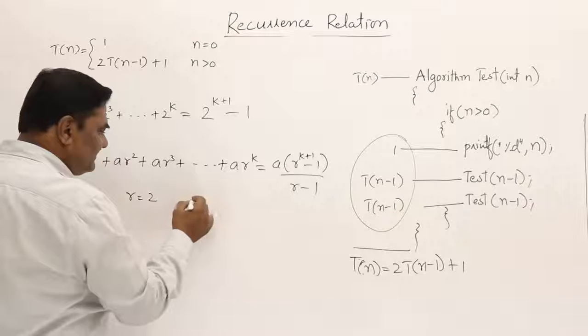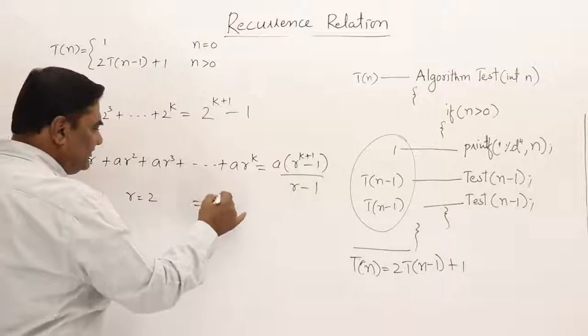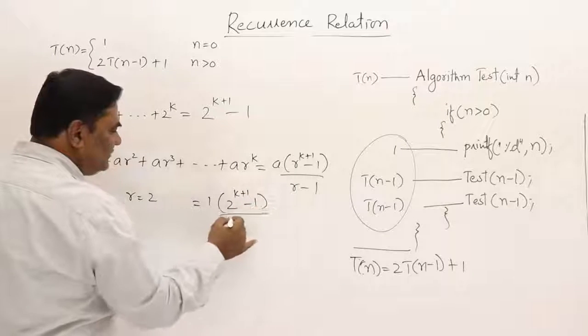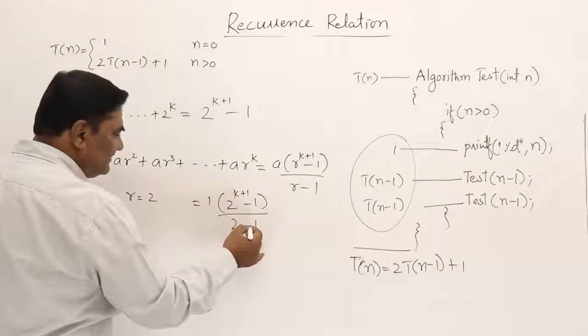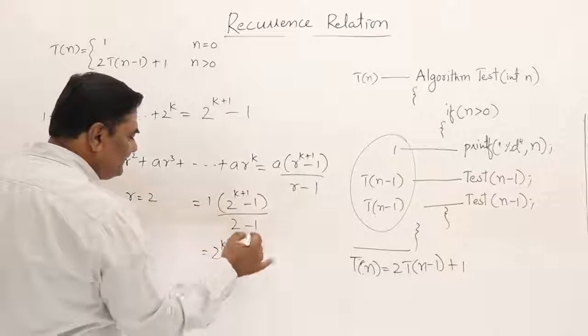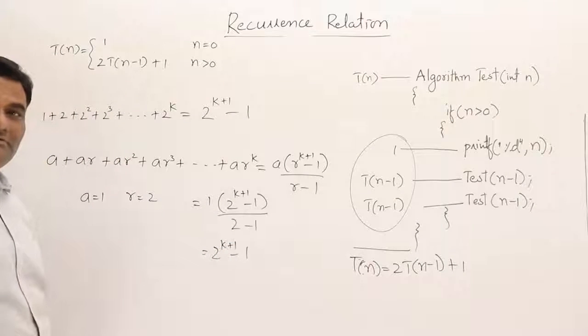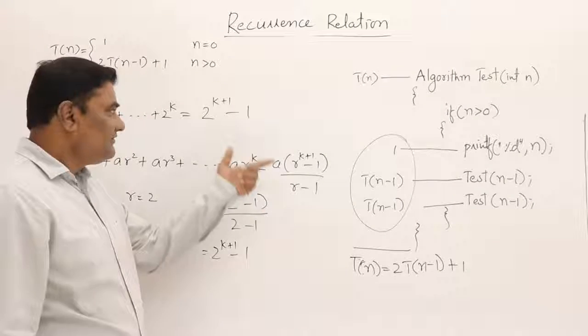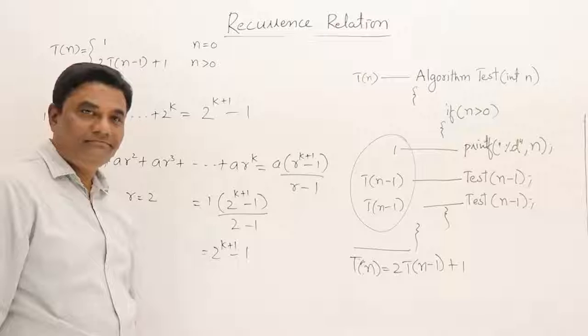So if I put this in this formula, then 1 into 2 power k plus 1 minus 1 by 2 minus 1. So the denominator is 1 only. So finally it is 2 power k plus 1 minus 1. So this is how I got the answer. So directly I have written this one.